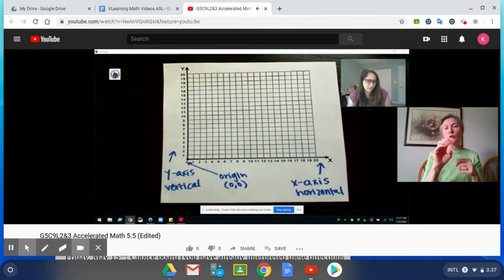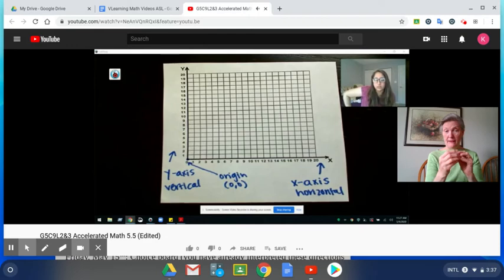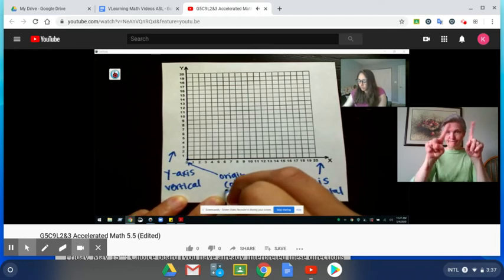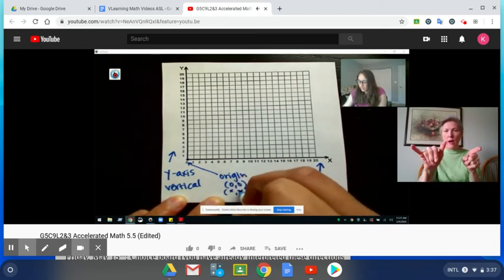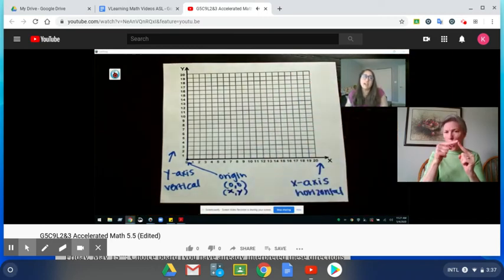Okay, so you heard me say that word ordered pair, right? What is an ordered pair? Well, an ordered pair is a set of 2 numbers that are listed in a very specific order. The specific order that they go in is always, always, always x and then y. So I've got my x coordinate and then my y coordinate, always. Now that's not just for the origin, that's for any point that I want to identify on this coordinate plane.